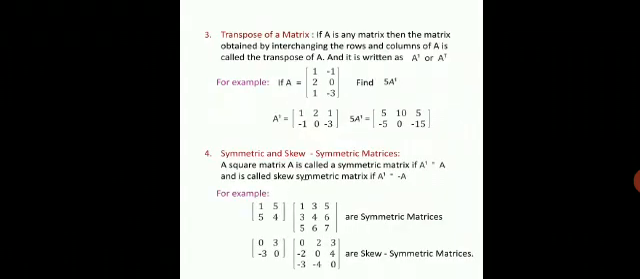The third one, transpose of a matrix. If A is any matrix, then the matrix obtained by interchanging the rows and columns of A is called the transpose of A, and it is written as A dash or A raised to T. For example, if A is given with 3 rows and 2 columns, find 5 into A dash.